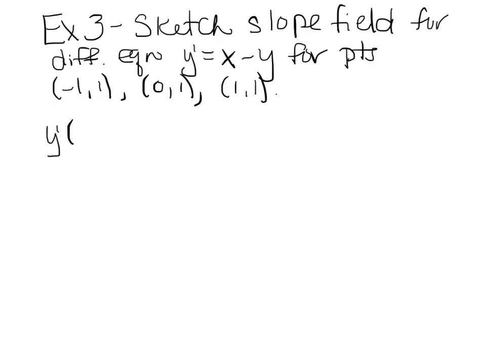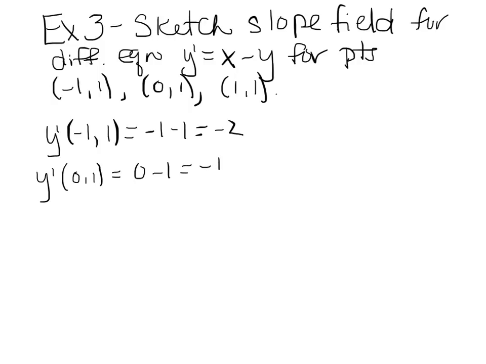So y prime of the point negative 1, 1 is equal to, if I plug negative 1 in for x and subtract the positive 1 in for my y, negative 2. Next, I'm going to evaluate y prime at the point 0, 1. This is going to give me 0 minus 1, or a negative 1. And y prime of the point 1, 1 equals 1 minus 1, or 0.